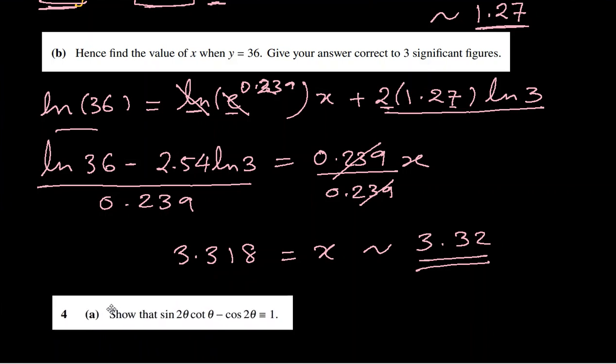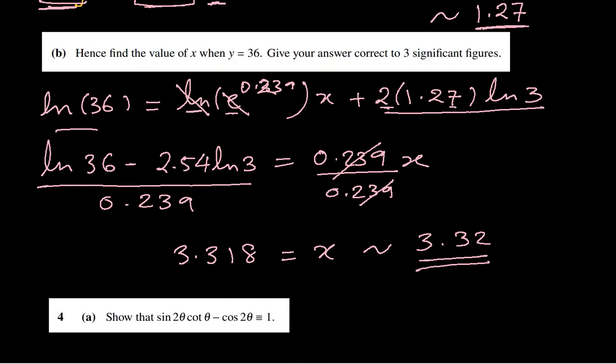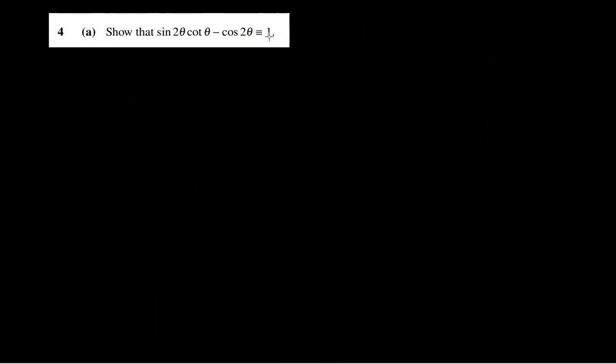Here is the next question, number 4. Show that this trigonometric expression is equal to 1. Okay, so we will need double angle identities for sine and cos. But cos has 3 options. Let's see which one works. First, we'll do this one. And cot. Sine 2 theta. Let's focus on the left hand side. Sine 2 theta is 2 sine theta cos theta.